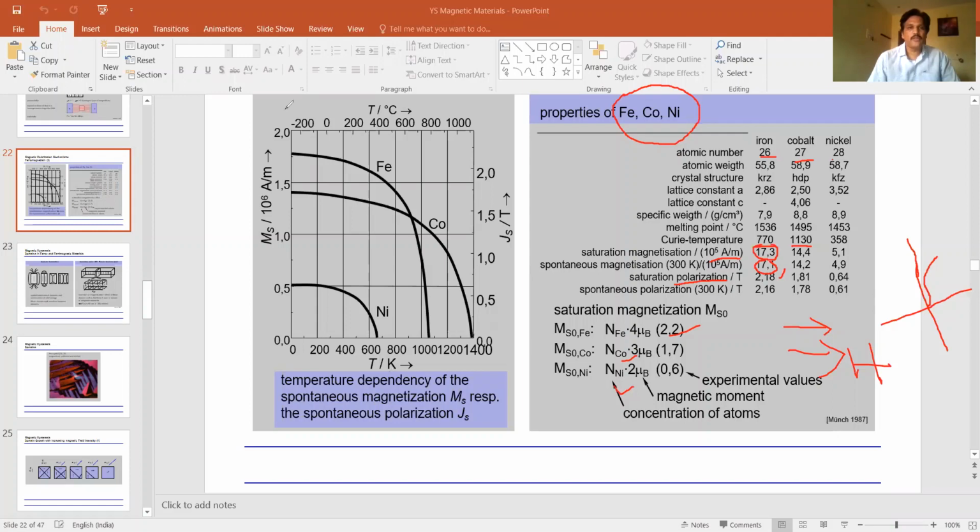Experimental values. See the temperature. With increase of temperature, what happens? The magnetization of the material decreases. Up to the Curie temperature only does it show magnetism. So with the increase of temperature, see the curves here, the magnetization decreases. Okay, so this is about iron. These are the important ones. These are called metals. Metals are good conductors of electricity. They also show such high magnetism.